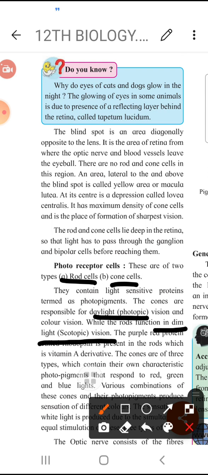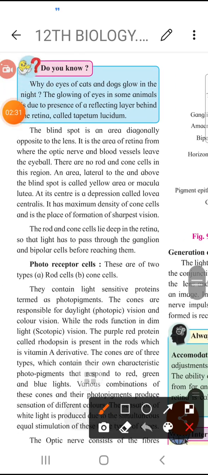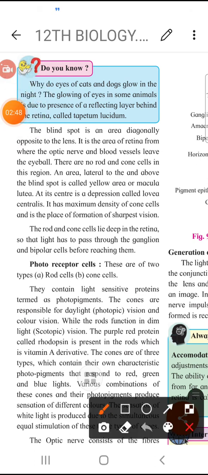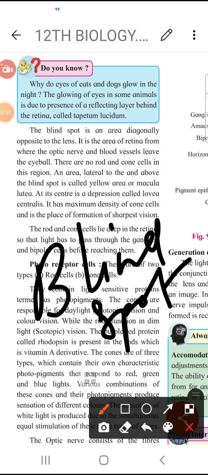So we started with the blind spot. Blind spot is the area that has particular characteristics. What are these particular characteristics? Read this part. There are no rod and cone cells in this region. We are talking about the blind spot. अगर question आया, how will you locate blind spot? It is diagonally opposite to the lens. Lens के just opposite side में है blind spot.